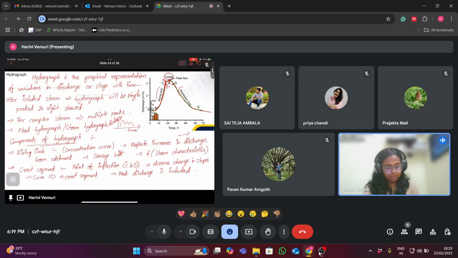And the crest segment will be a function of both storm characteristics and basin characteristics. Why is it? Because suppose you take the same intensity of rainfall that is occurring. In the case of urbanized areas, most of the rainfall will be converted into runoff because there won't be any infiltration occurring due to urbanization.